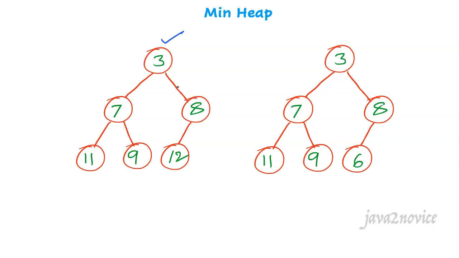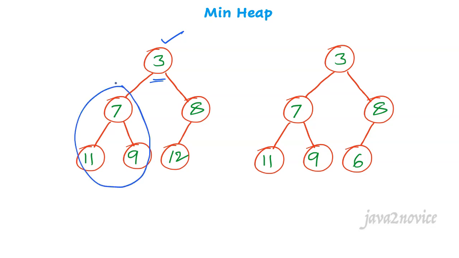Here is an example min heap. The root node value is less than its children. 3 is less than 7 and 8. Not only that, the root node value is the least in the entire tree's node values. This behavior is consistent across subtrees also.